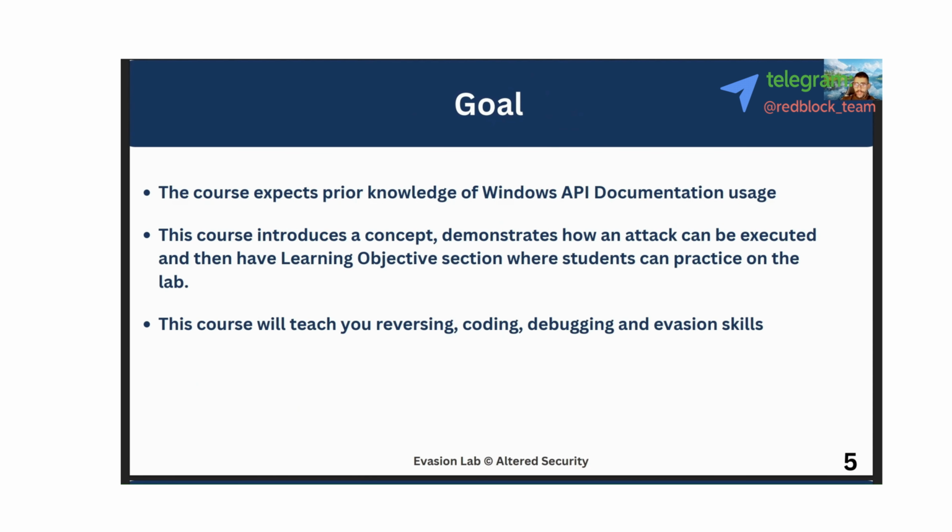Before we dive into the details of this course, let's first discuss its goal and expectations. This course assumes prior knowledge of Windows API documentation usage. If you are familiar with how Windows APIs work, you will have an easier time understanding the technical concepts we will cover. We follow a hands-on approach. First, we introduce a concept, then we demonstrate an attack and break it down step by step. Finally, we provide a learning objective section where students can practice in the lab to solidify their understanding.